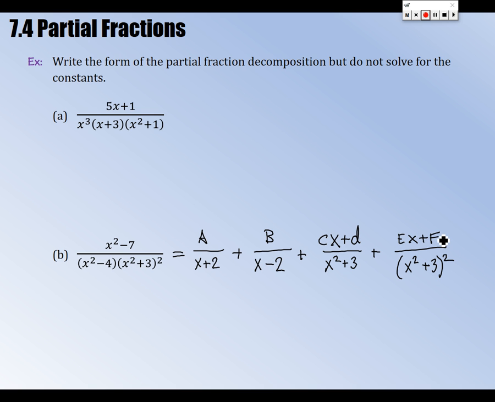If it's got a constant, if it's a power of a linear thing like x, this is not an irreducible quadratic. X squared is not an irreducible quadratic, right? This is a linear term squared. But x squared plus 3 is an irreducible quadratic. It has complex roots. Only irreducible quadratics get something linear on top, like mx plus n.